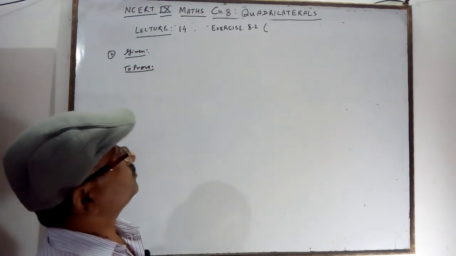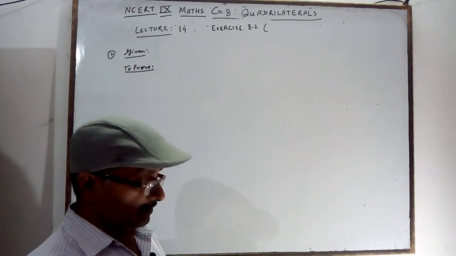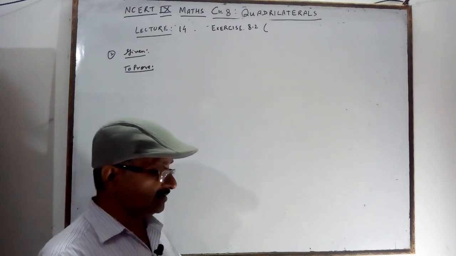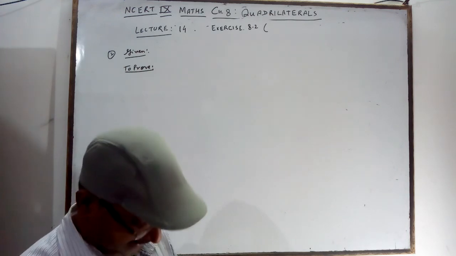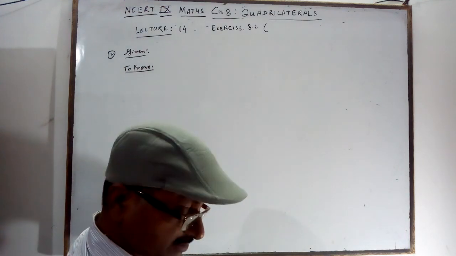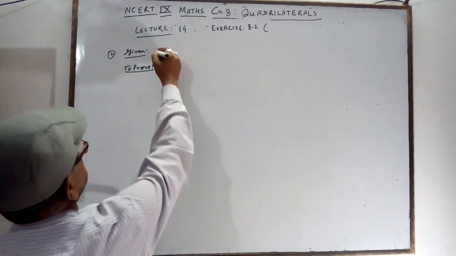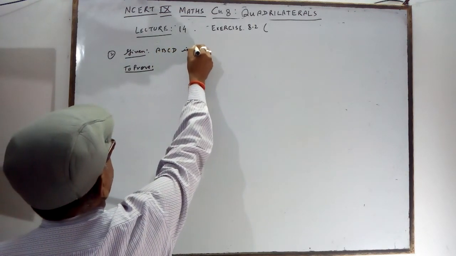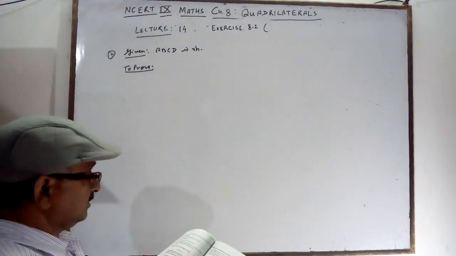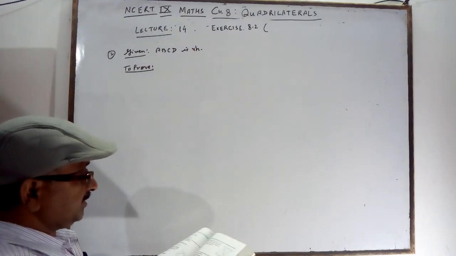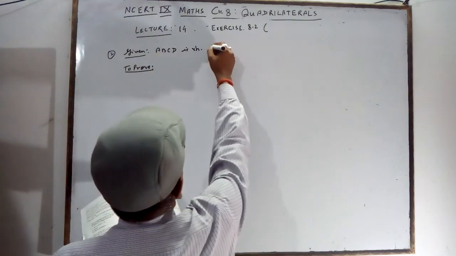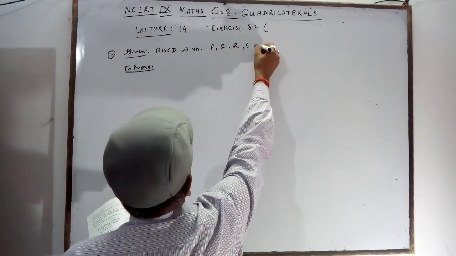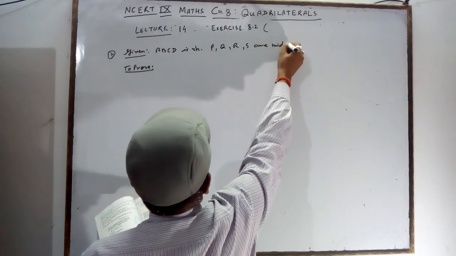Exercise 8.2, question number 2. ABCD is a rhombus. What is given? ABCD is a rhombus. P, Q, R, S are the midpoints of the sides AB, BC, CD, DA.